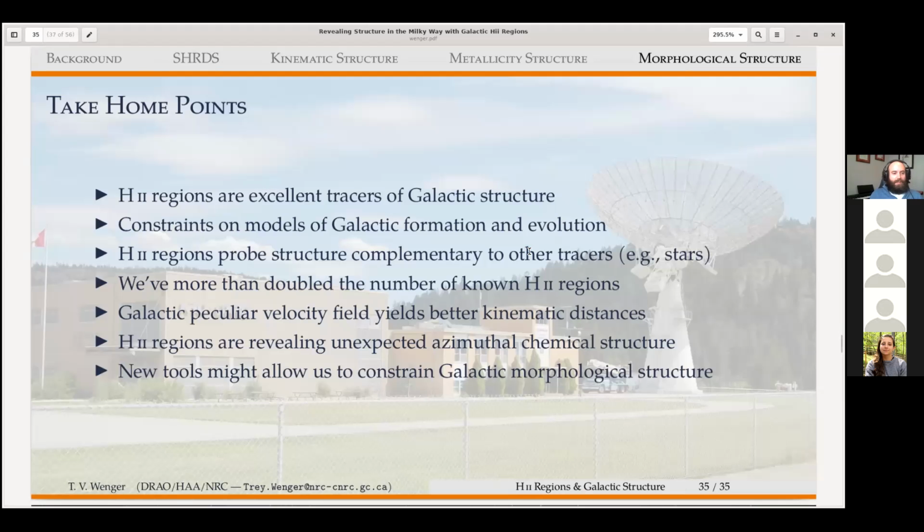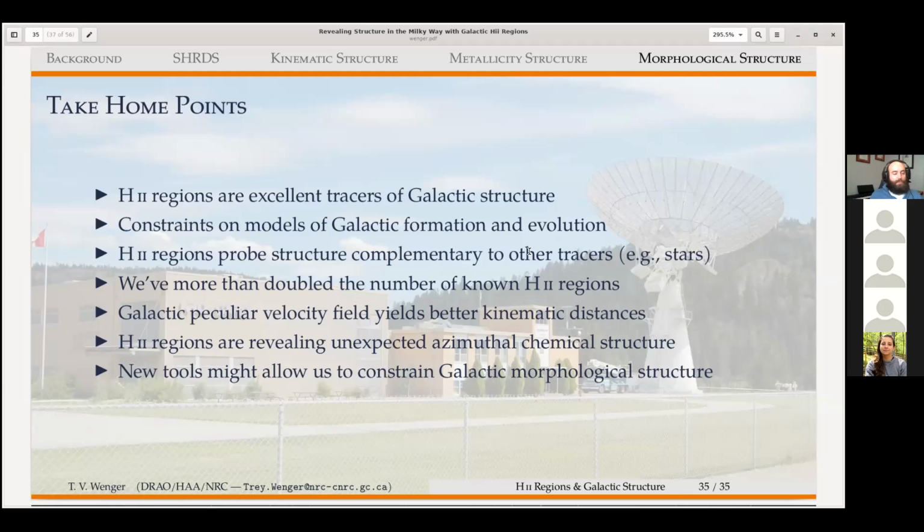That's it. Let me just summarize some take-home points here. H2 regions are awesome tracers of galactic structure for a whole bunch of reasons. And I think understanding galactic structure is important for models of galactic formation and evolution. And H2 regions really are complementary to other tracers. So for example, we're getting the zero age metallicity with H2 regions, where stars are telling us something about the history of galactic chemical evolution.